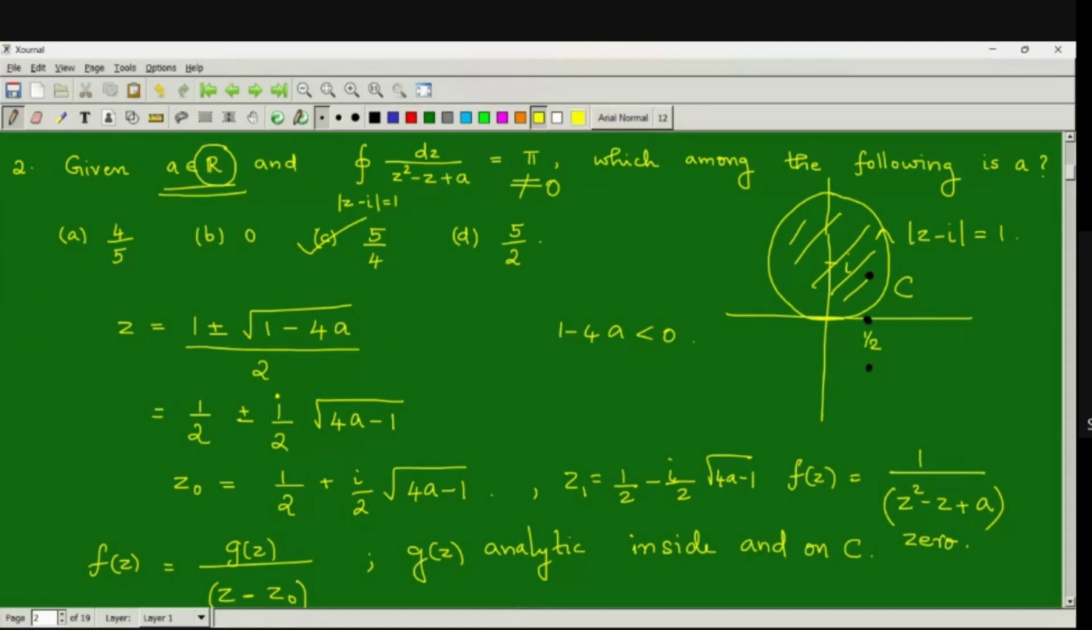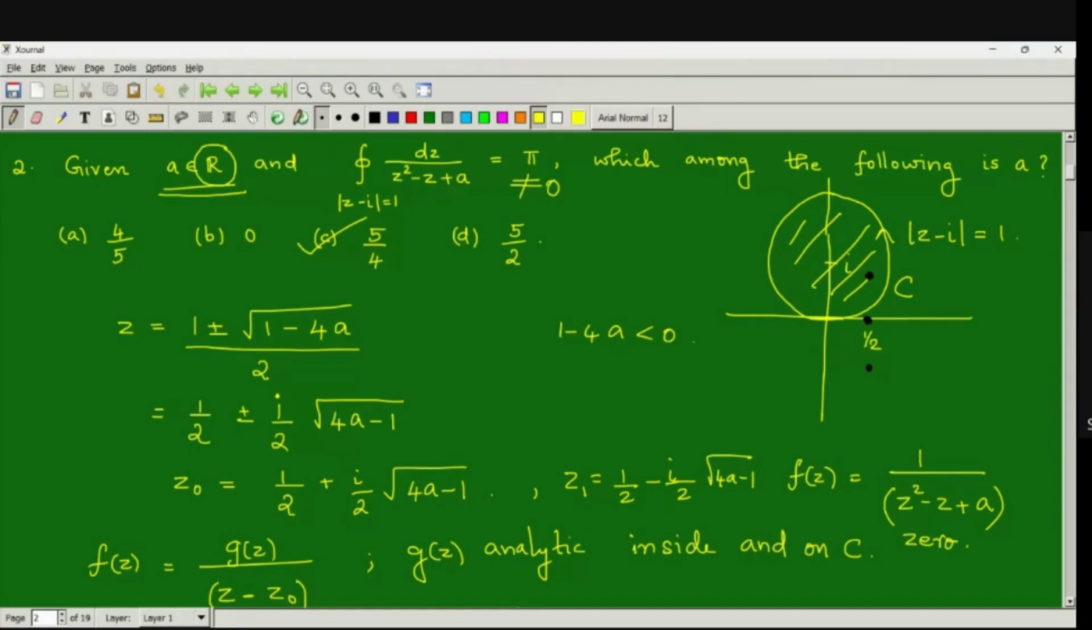Ma'am, here 1 minus 4a is less than 0. Why? Okay, so that is the question. That's a very nice question, which I already explained, but I will explain once more. What were the zeros of z square minus z plus a? These: 1 plus or minus square root of 1 minus 4a by 2, right?